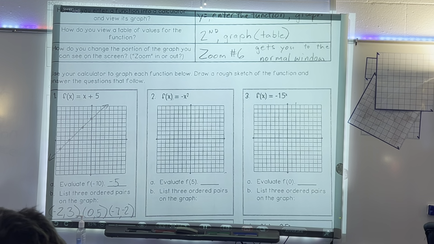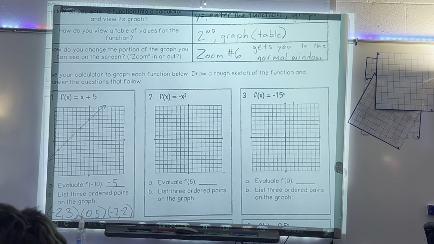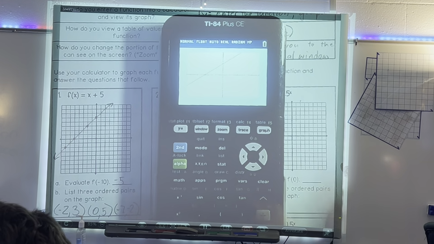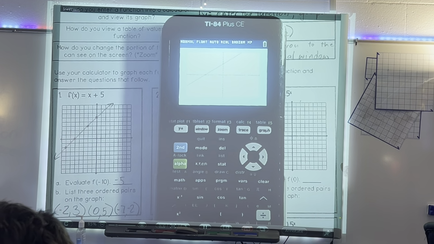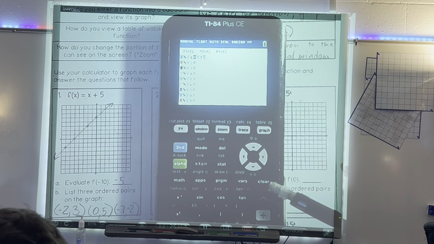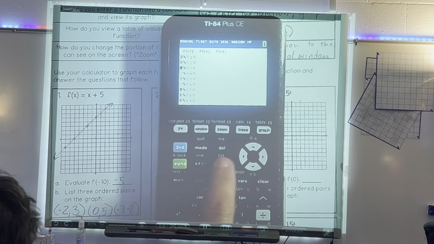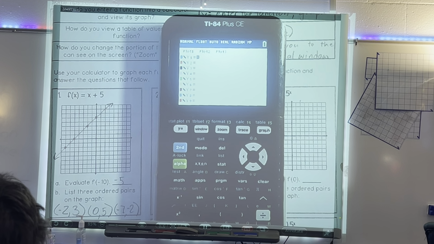Alright, so let's go to number 2. The first thing I need to do is graph it. So to graph it, I'm going to hit what button? I'm going to hit y equals. Now my other equation is still in there, so I need to clear that. Right here is your clear button. Hit clear, and it takes it out. You see this button right here, that DEL? That is delete. Don't use that button, because if you delete something, it can mess lots of things up. So don't use that button.